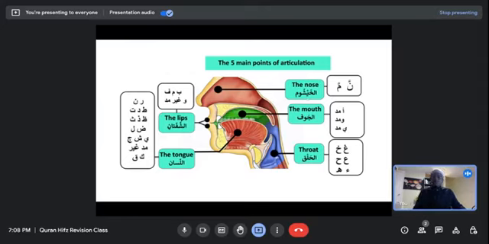So if you put them together, 1 plus 3 is 4, plus 1 is 5, plus 2 is 7, and then plus 10 is 17. So we have a total of 17 articulation points where the letters come out from, according to Imam al-Jazari. There are different opinions among some other scholars, but the unanimous opinion is that there are 17 articulation points, for valid reasons. Okay, so let's move on.